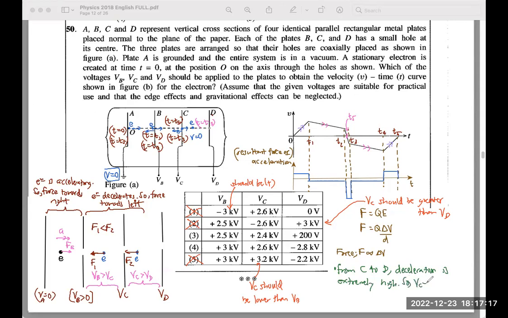So VC minus VD must be a large value. When you consider that, people, which answer is the most suitable one? I think we can go with the fourth one. People, can go with the fourth one. This is why this is the 50th question.